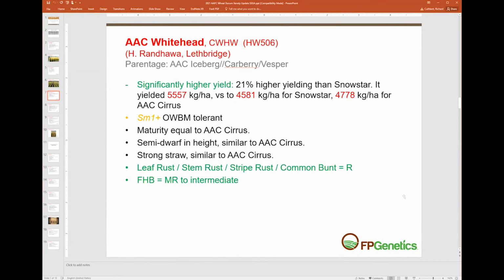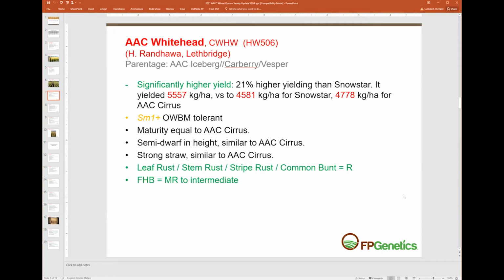A hard white variety from Harpinder Randhawa in Lethbridge has been registered as AAC Whitehead and licensed to FP Genetics. This is a very high yielding hard white. I believe it's the highest yielding hard white we've seen yet. It's 21% higher yielding than Snowstar. I think it would rival a lot of the CWRS and CPS material for yield in a head-to-head comparison. So it's quite an achievement by Harpinder.